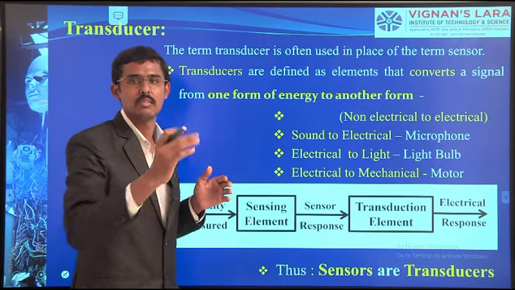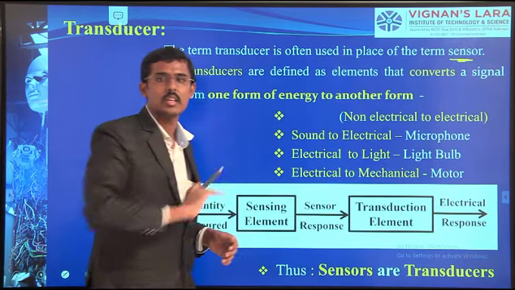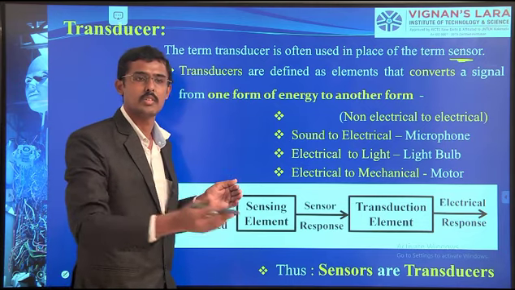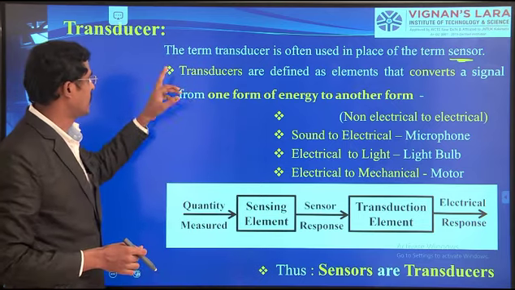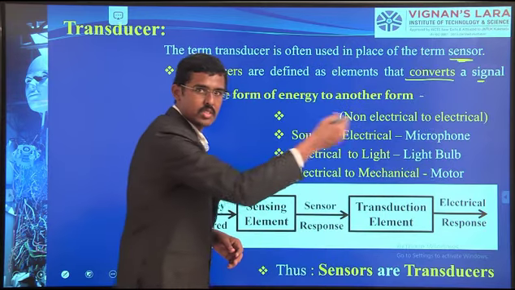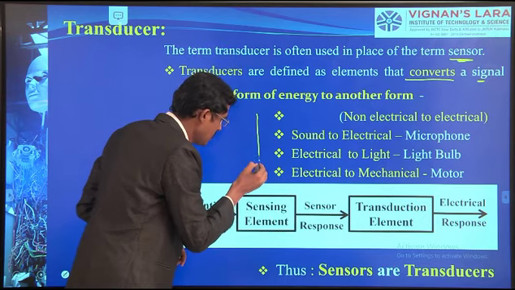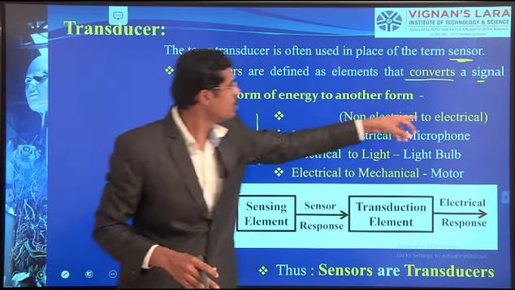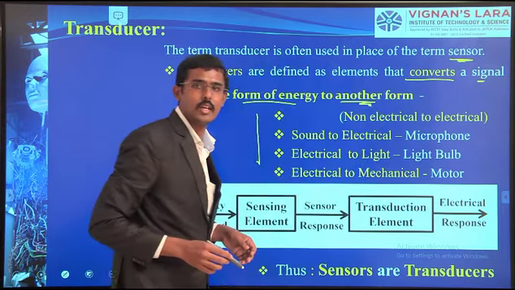The name says transducing. The term transducer is often used in place of sensor. Whenever we are using the term sensor, obviously the word transducer should come there, because the sensor output should be transferred to another form, from temperature to electrical form. Therefore, transducers are defined as elements that convert a signal, temperature signals, speed signals, of one form of energy to another form. I have given some examples here. It may be a non-electrical quantity to an electrical quantity. It does not mean it must be the electrical quantity. We are just defining it as one form of energy to another form. What may be the other form?